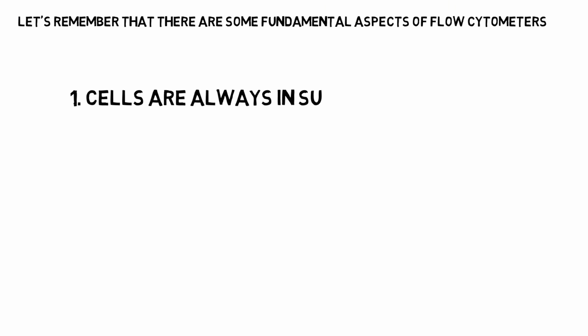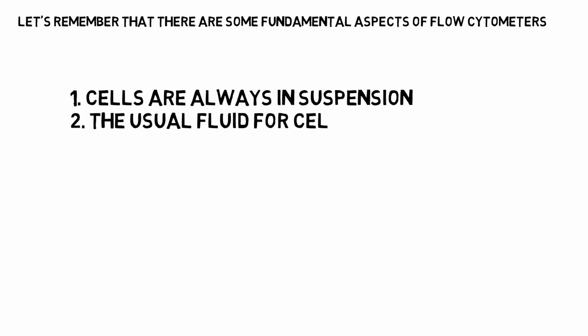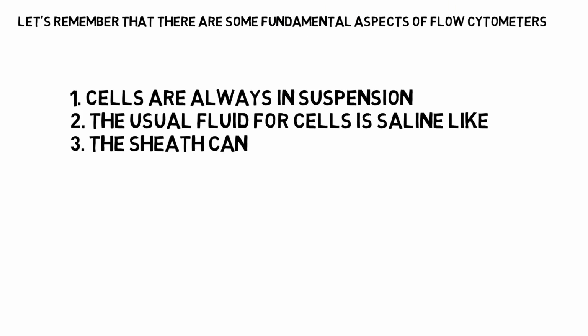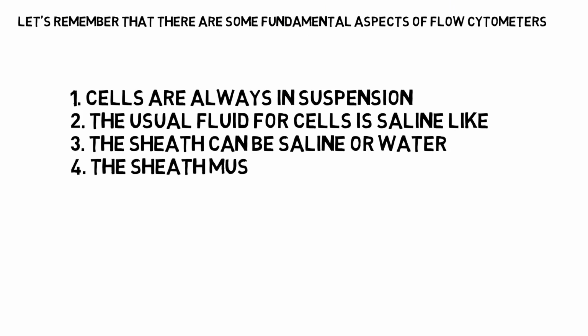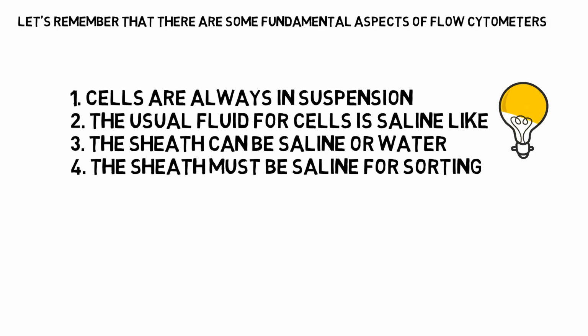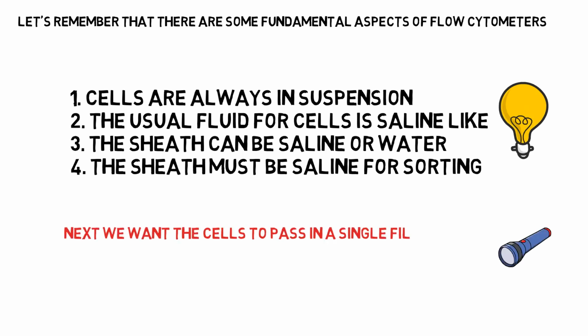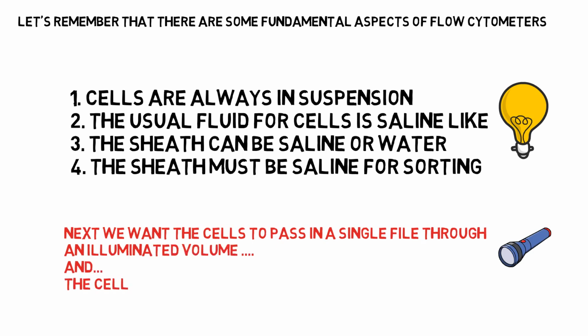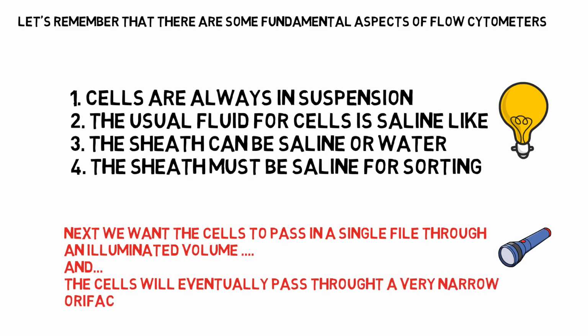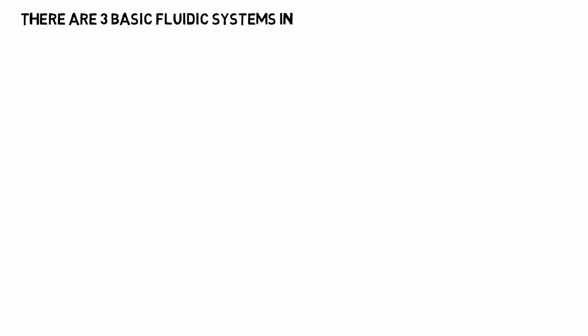Cells are always in suspension. The usual fluid for cells is saline. The sheath can be saline or water, and the sheath must be saline for sorting. Next, we want the cells to pass in a single file through the illuminated volume of the laser beam, and the cells will eventually pass through a very narrow orifice between 50 and 300 microns.